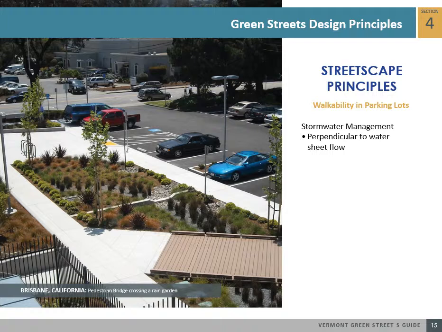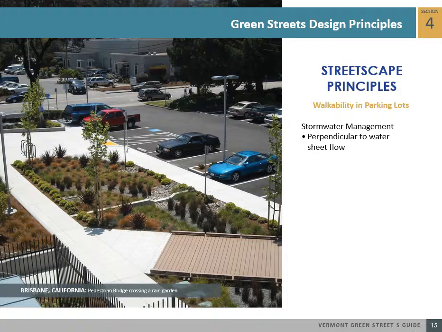Another important streetscape principle when designing a green street is walkability in parking lots. Pedestrian circulation is an important design consideration when using stormwater systems in parking lots. It is essential to identify the primary pedestrian destinations in relation to the parking lot to determine desire lines. For stormwater management, align stormwater systems perpendicular to the sheet flow of water to maximize the capture potential. Beware that sometimes this optimum alignment conflicts with the desired pedestrian flow to and from a destination.